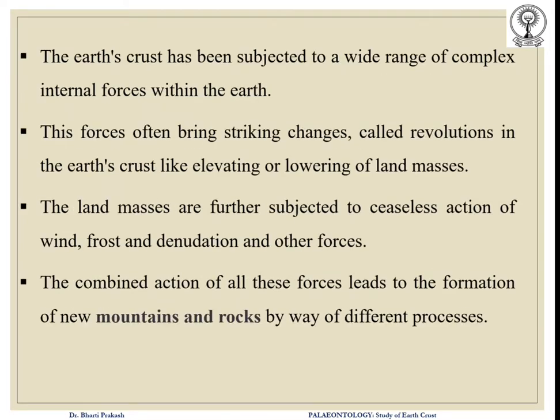The Earth's crust has been subjected to a wide range of complex internal forces within the Earth. These forces often bring striking changes called revolutions in the Earth's crust, like elevating or lowering of the land masses. The land masses are further subjected to ceaseless actions of wind, frost, denudation, and other forces. The combined action of all these forces leads to the formation of new mountains and rocks by way of different processes.